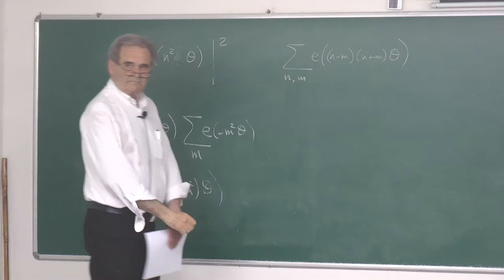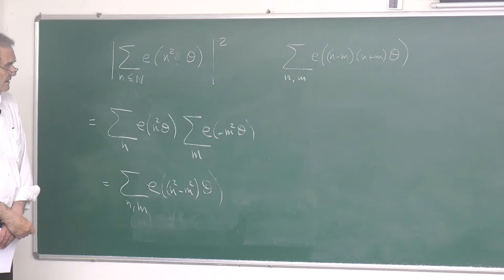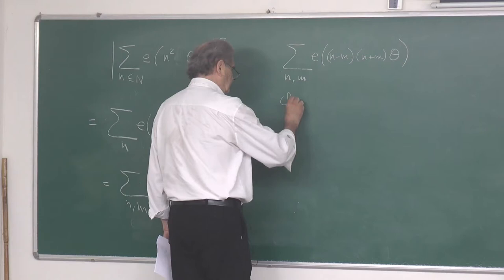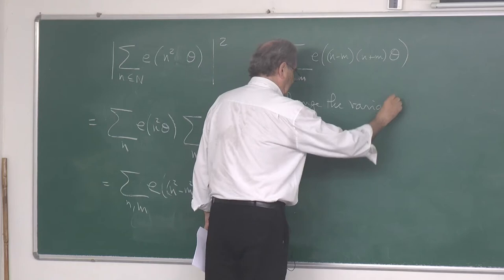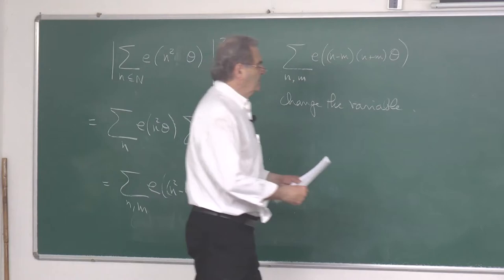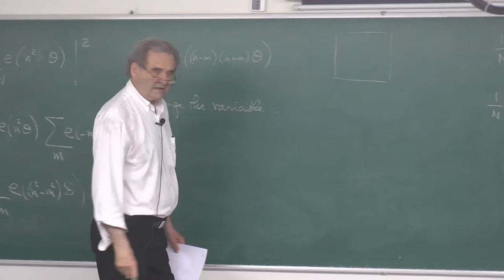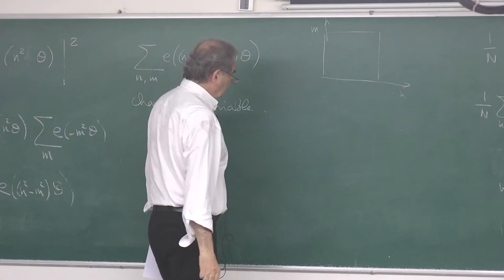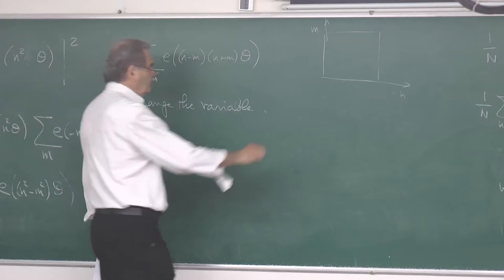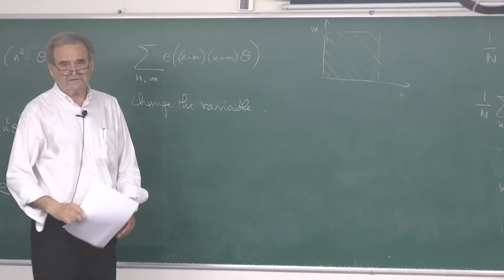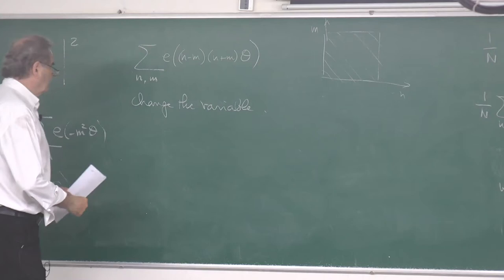And now the trick is the following: you change the variable. Of course, you will have some difficulty, because here it's nice that n and m are working in the square. You take n here, you take m here. But now what you would like to do is to have something which is n minus m and n plus m. So it's fine. Those are intervals, but the size will be a bit different. It is more or less what you wish, but change the variables.